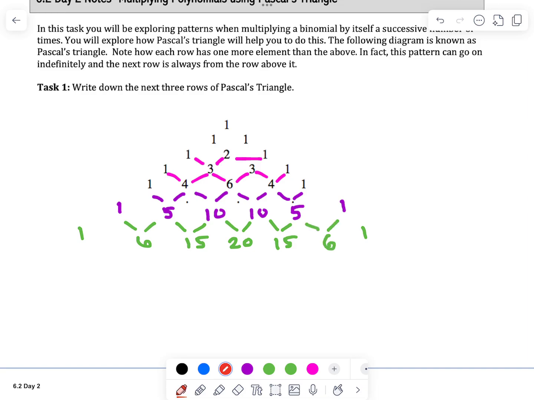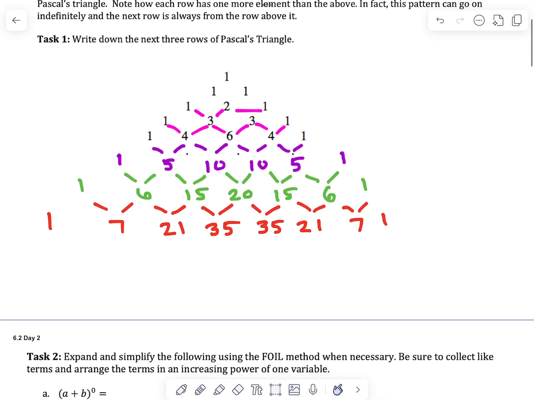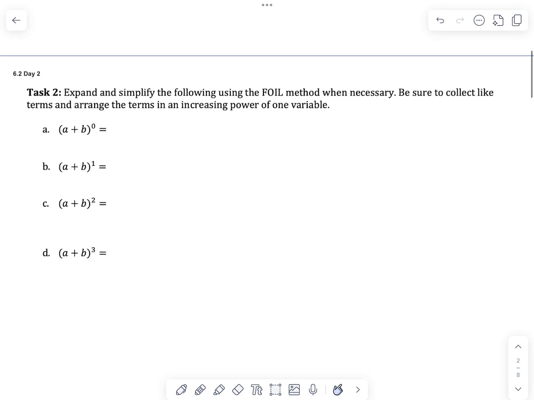One more row. 1s on the outside. 1 plus 6 is 7. 6 plus 15 is 21. 15 plus 20 is 35. 20 plus 15 is 35. 15 plus 6 is 21. And then 6 plus 1 is 7. So that's the pattern. Now we're going to go ahead to task 2.